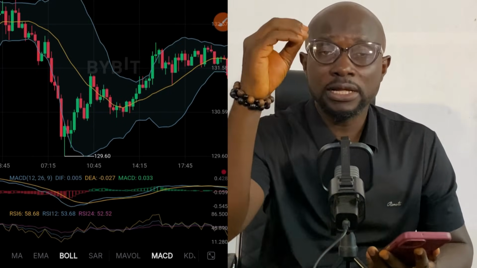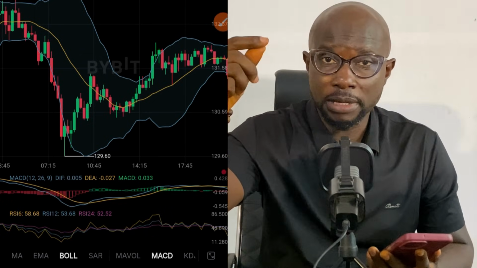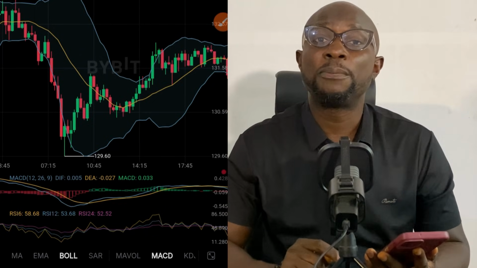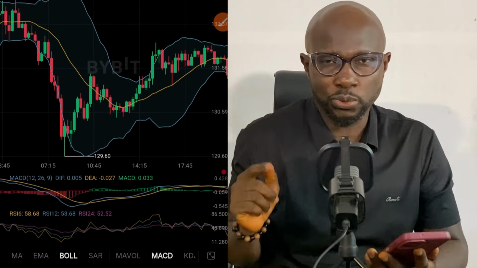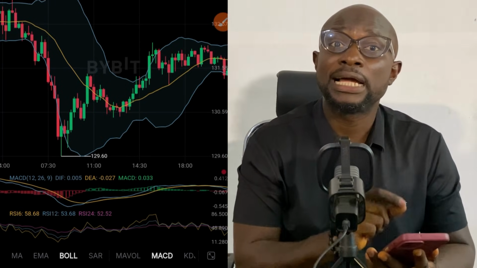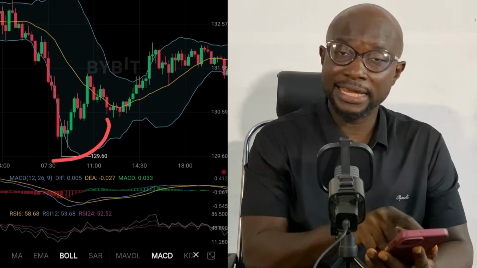So if you are holding coin, this is a sell area for you. And if you want to go long, maybe you are into futures trading, this is a potential long area for you to enter. And if you want to buy coin, then this is a potential buy area. Let me show you this place. This is a potential buy area for you.